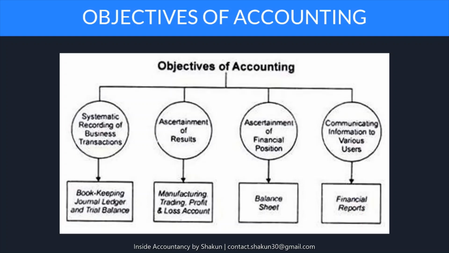Systematic recording is done through bookkeeping by recording the transactions in journal, ledger, and trial balance. Ascertainment of results, that is the profit or loss, is ascertained by preparing the trading and profit and loss account. The financial position is ascertained by preparing the balance sheet. And the information is communicated to the users with the help of financial reports.